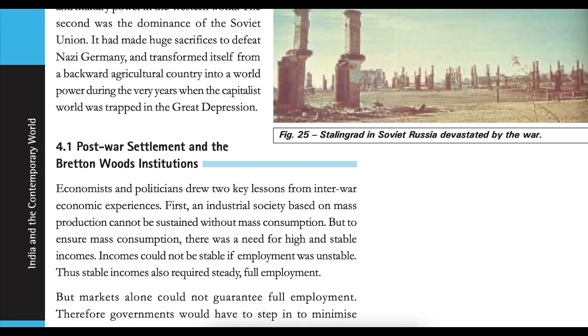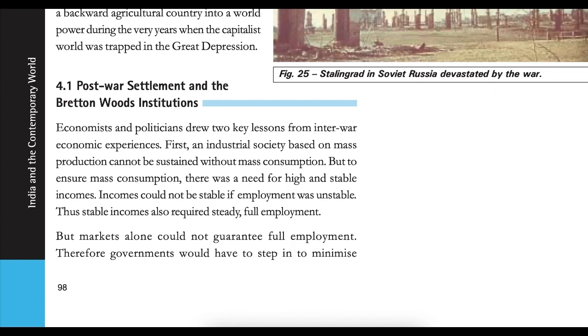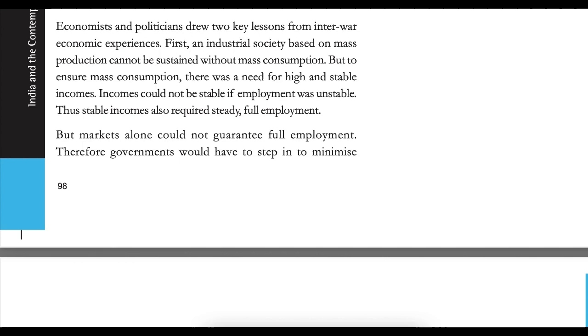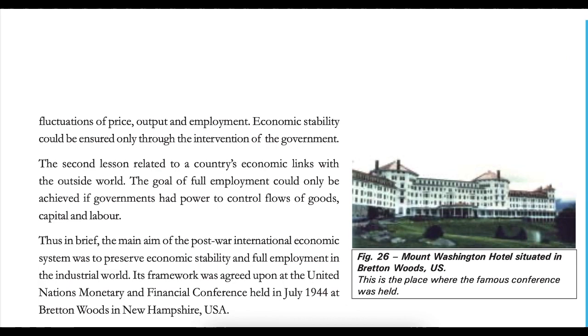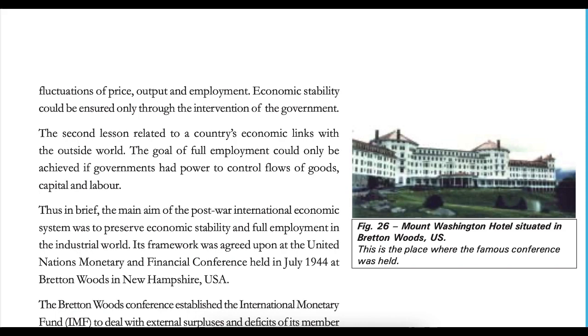Post-war settlement and Bretton Woods institutions. Economists and politicians drew two key lessons from interwar economic experiences. First, an industrial society based on mass production cannot be sustained without mass consumption. But to ensure mass consumption, there was a need for high and stable incomes. Incomes could not be stable if employment was unstable. Thus, stable incomes also required steady, full employment. But markets alone could not guarantee full employment. Therefore, governments would have to step in to minimize fluctuations of price, output, and employment. Economic stability could be ensured only through the intervention of the government.